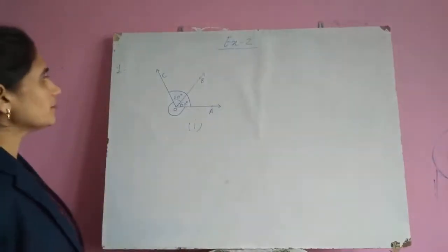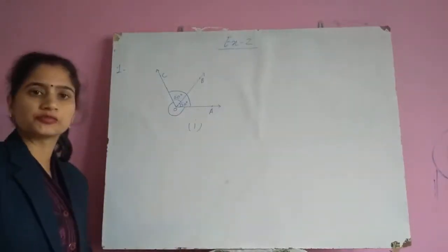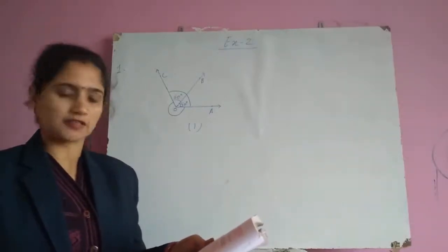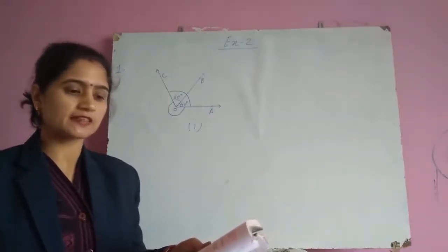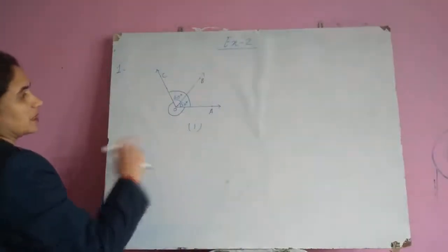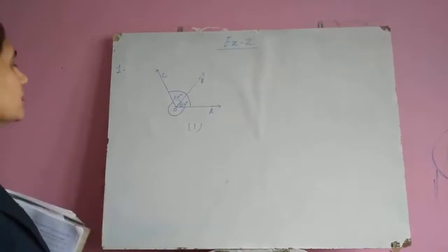Students, today we will start Exercise 2. Come to question number 1. Find the measures of the acute angles, obtuse angles and reflex angles in the figures below. I am solving your first part.